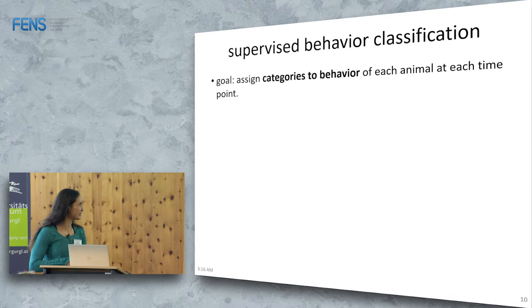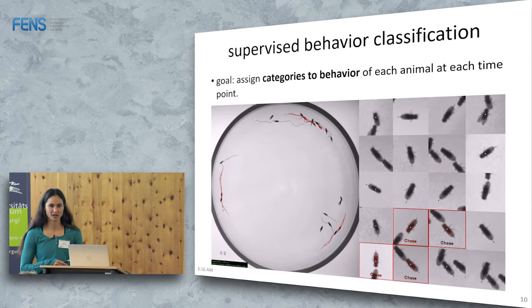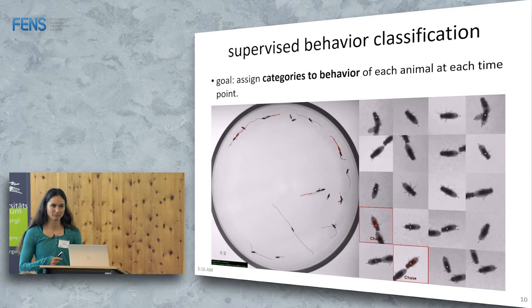So, supervised machine learning. We're going to use the example of supervised behavior classification to understand this. The goal in supervised behavior classification, as we said, is to assign categories of behavior to each animal at each time point. Okay, so I'm going to use the example of chasing. I don't know how many people have worked with fruit flies before, but it's one of the more common behaviors that people will quantify in fruit flies.